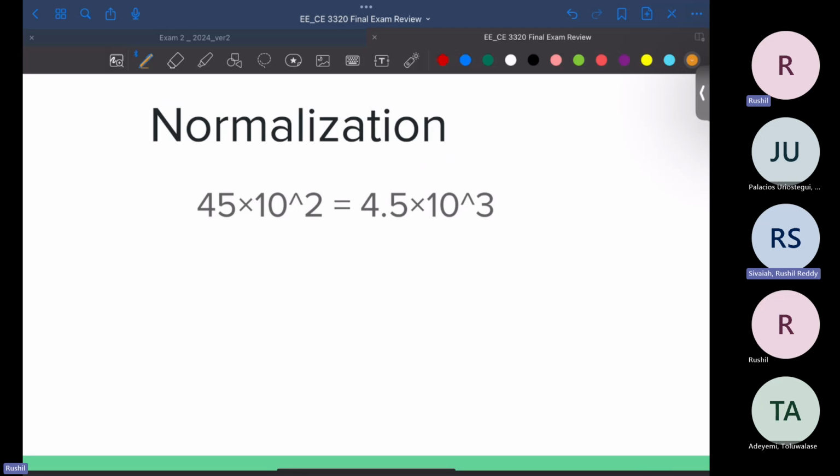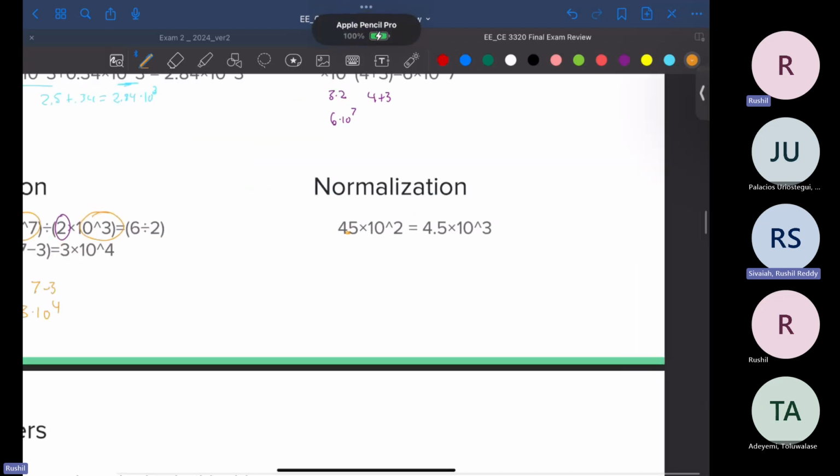It's not. Yeah. So, normalization. You just make sure that you have a decimal point right there. Cool. Okay, let's go to the next thing.